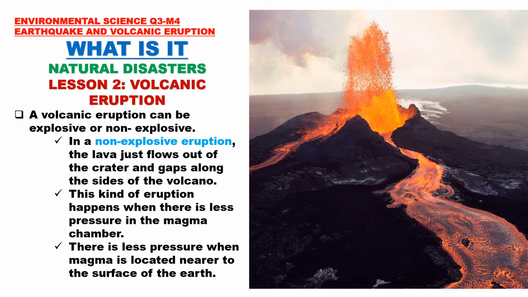Next, a volcanic eruption can also be non-explosive. So, this happens when the lava just flows out of the crater and gaps along the sides of the volcano. This kind of eruption happens when there is less pressure in the magma chamber. So kapag mababa ang pressure sa magma chamber, walang masyadong gases na trapped inside the magma chamber, then we have a non-explosive eruption. So there is less pressure when magma is located nearer to the surface of the earth.